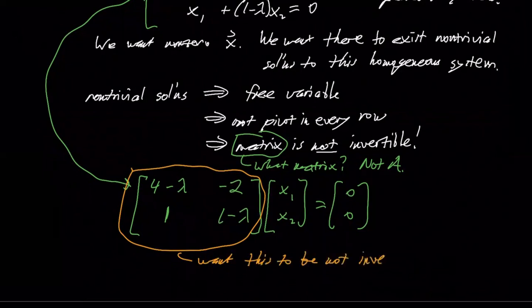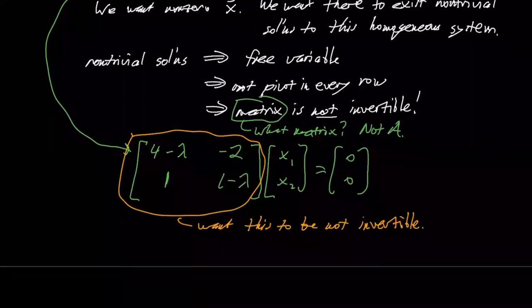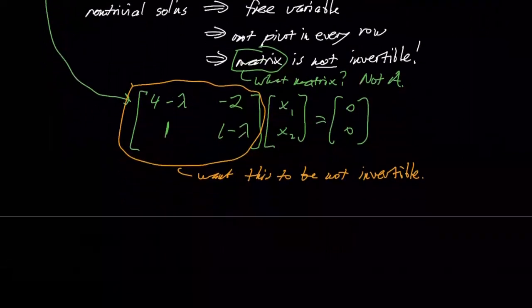We want this to be non-invertible. But we have a way to check if a matrix is invertible or not. We could just take its determinant to see if it's 0. And this is beautiful because it gets rid of x1 and x2. Right, before we were dealing with these 3 unknowns, lambda, x1, and x2. But really what we're looking for is just a lambda that, when we subtract the lambdas off the diagonals here, makes this matrix non-invertible.